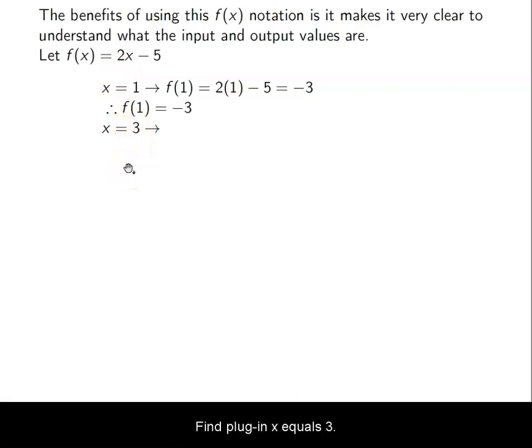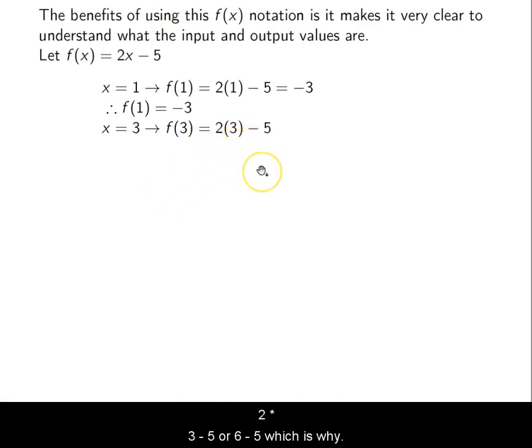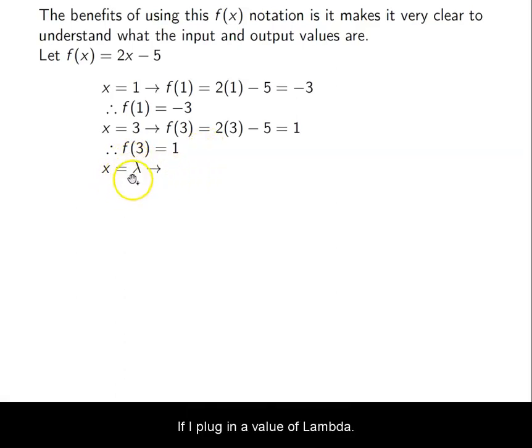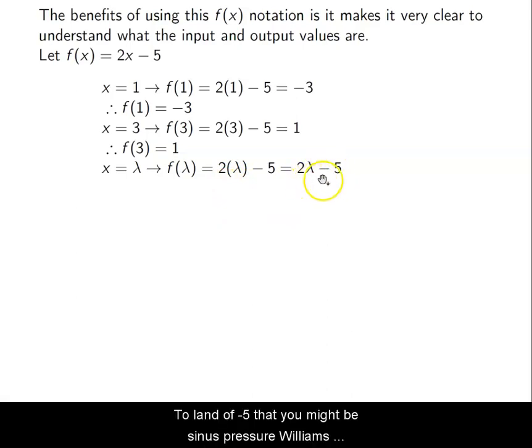If I plug in x equals 3, okay, so 3 goes on the inside. Everywhere I see x in my rule, dictated by my function, I replace it with 3. I get 2 times 3 minus 5, or 6 minus 5, which is 1. So when I plug 3 into this function, I get out 1. Okay. If I plug in a value of lambda, a value of lambda looks like f of lambda, right? What that means is everywhere I see x, I plug in lambda. So my output is 2 lambda minus 5.